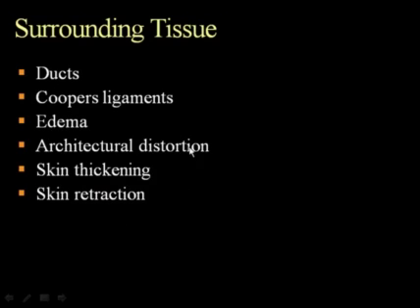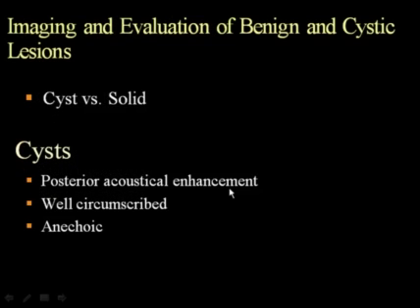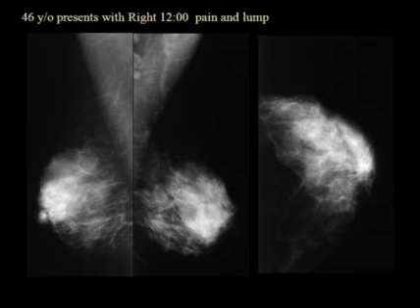The surrounding tissue, we look at the ducts, the Cooper's ligaments. We look at, is there any fluid, such as edema? Is there architectural distortion of the tissue? Is there skin thickening or skin retraction? When you're imaging, you want to evaluate, is what you're looking at a benign entity? Is it cystic or solid? For cysts, we look at posterior acoustic enhancement, such as the prior old case, but good case, that I showed you of a cyst. Is it well circumscribed? Is it anechoic? Are there echoes within it?